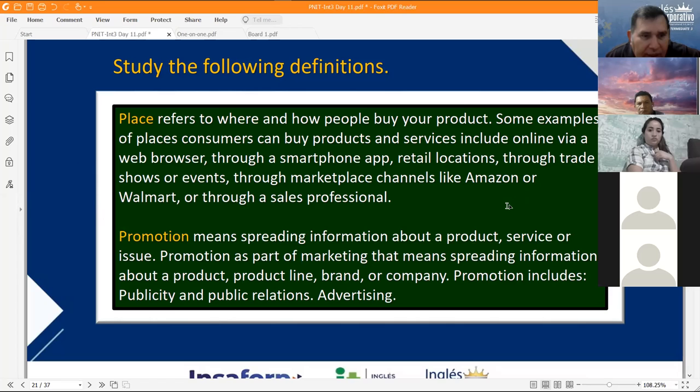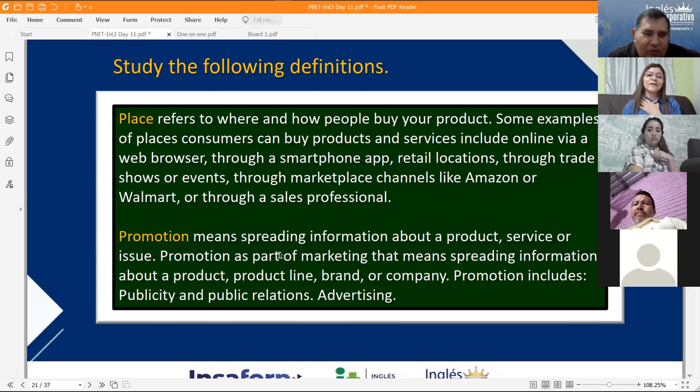Now, someone to read promotion? Me. Yes. Promotion means spreading information about a product, service, or issue. Promotion is part of marketing that means spreading information about a product line, brand, or company. Promotion includes publicity and public relations. Advertising. Okay. Thank you very much.